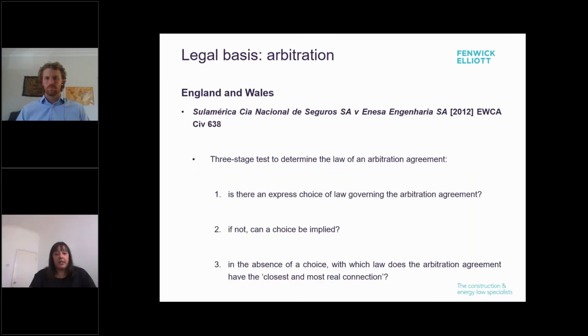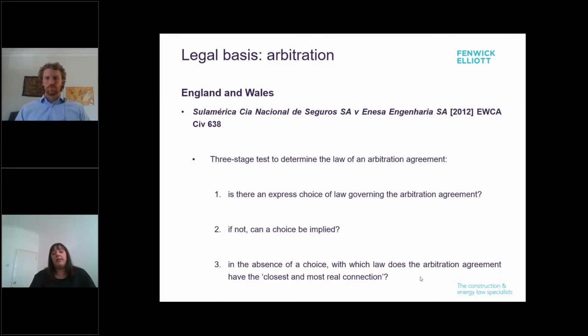An English case that set out the test to determine the governing law of the arbitration agreement was SulAmerica in 2012. The Court of Appeal in SulAmerica sought to clarify uncertainty around the law that should apply to the arbitration agreement if none is expressly stated. Previous case law on the issue had been inconsistent. In some cases, it was decided that the law of the seat would apply, whilst other cases sided with the law of the contract. The Court of Appeal in SulAmerica formulated a three-stage test to determine the law of an arbitration agreement.